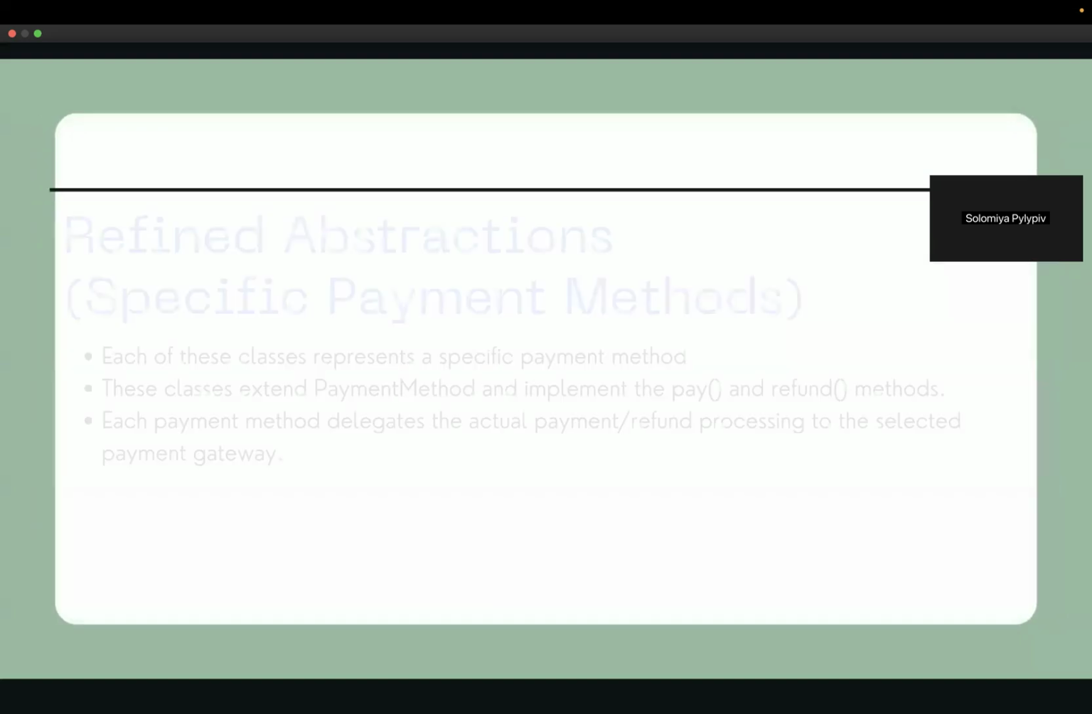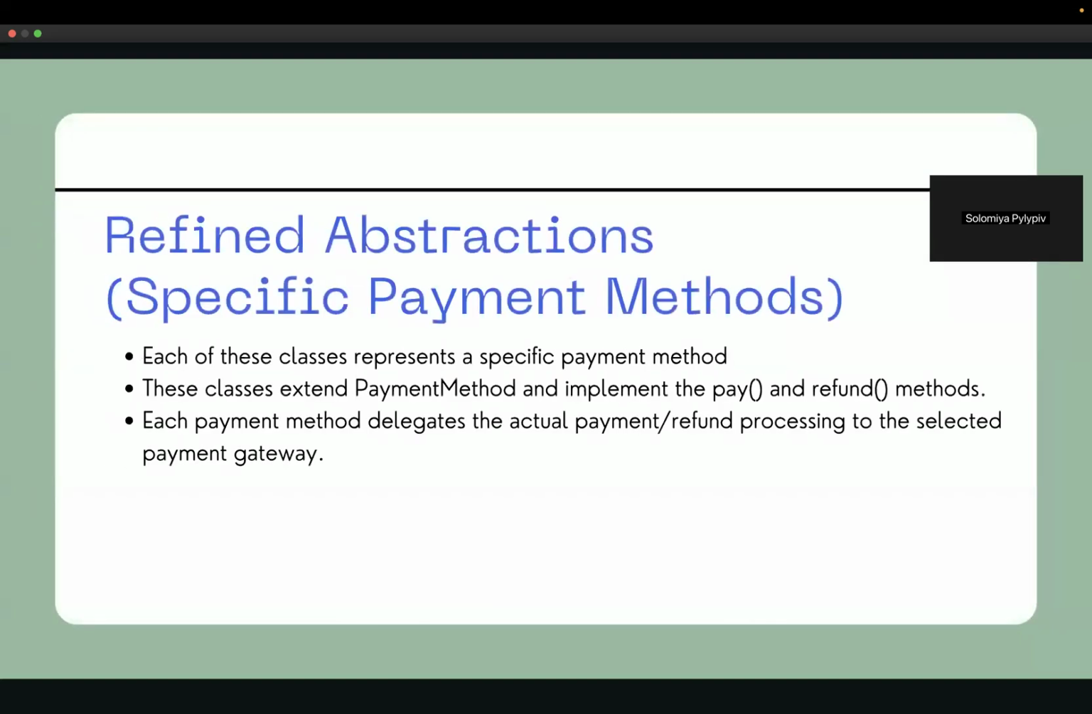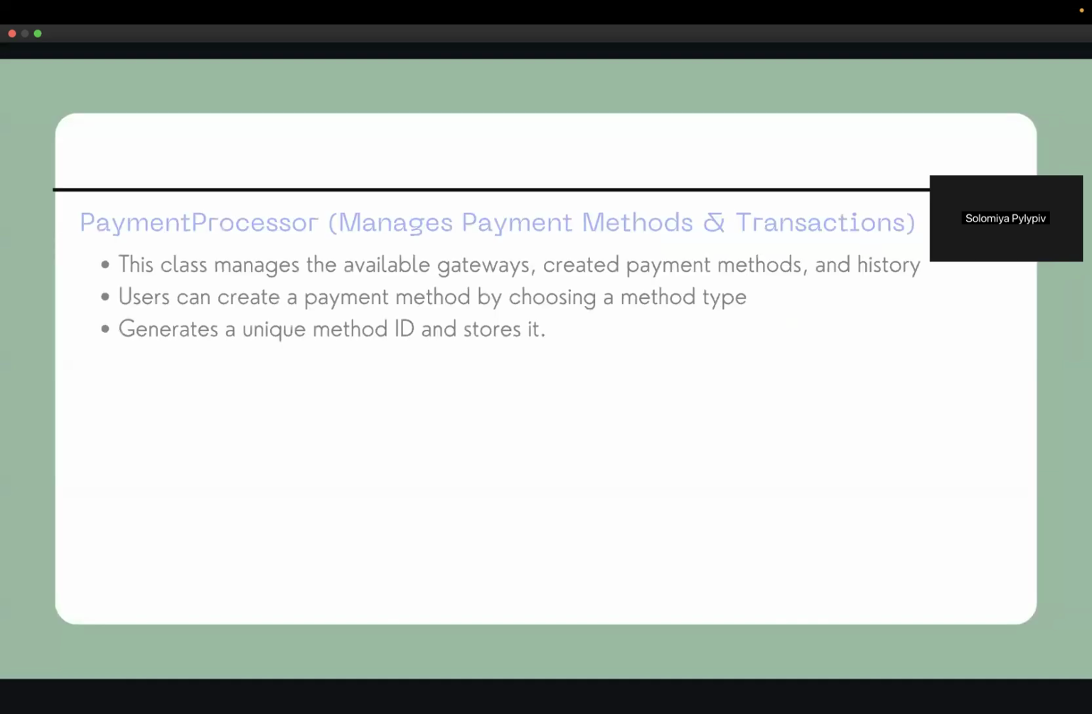Okay. Right, and then refined abstraction. So these are the specific payment methods, and these classes represent specific payment methods such as the credit card payment, PayPal payment, and they extend the payment method class and then implement the pay and refund methods. So each payment method delegates the actual processing to the selected payment gateway, so we can easily switch gateways based on the method chosen by the user.